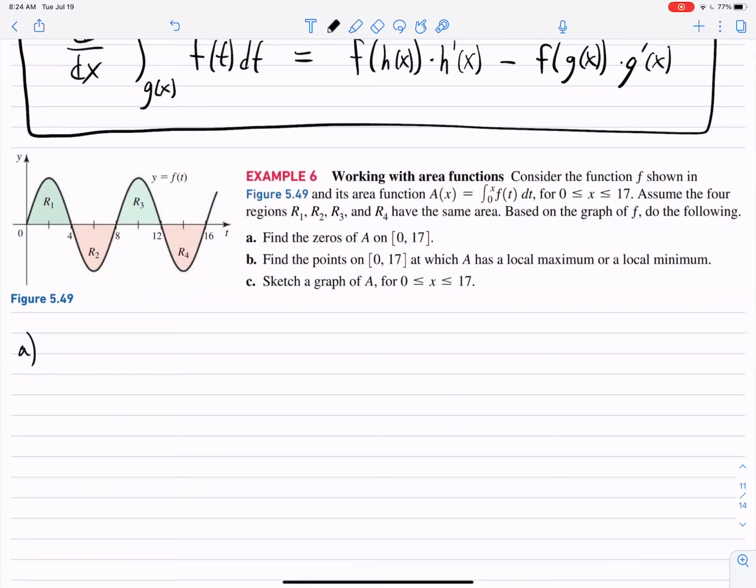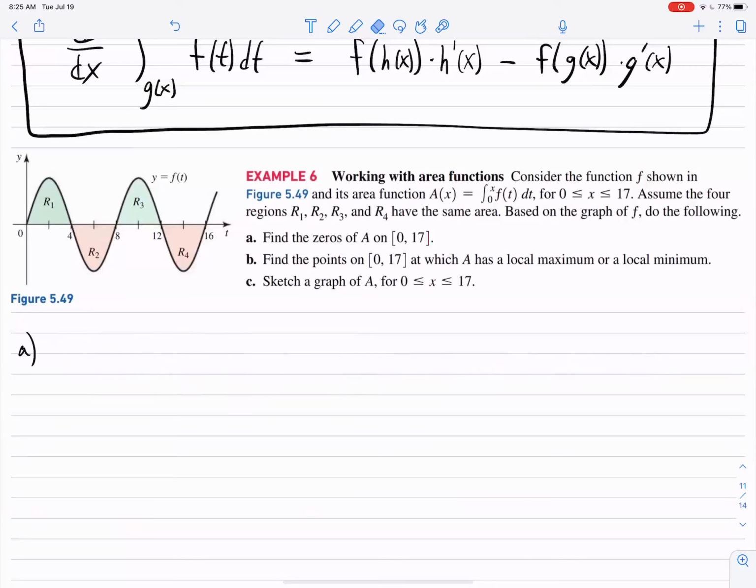So find the zeros. A and B really can be combined by making a sign chart for A prime of x, right? Well, I guess that's for B, that's for the local max. So I guess A, let's do that one first.